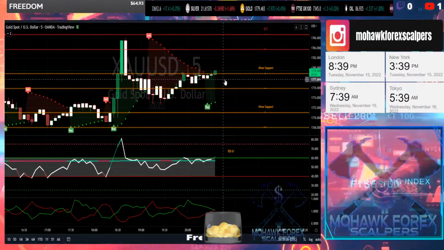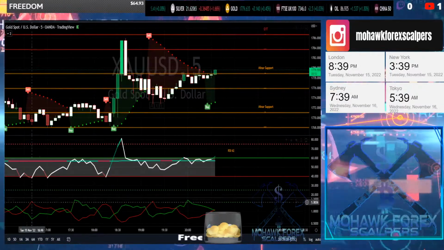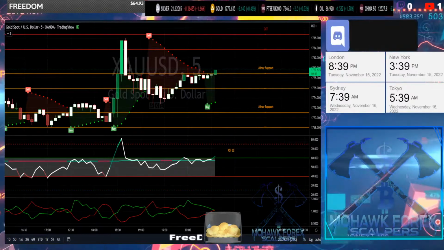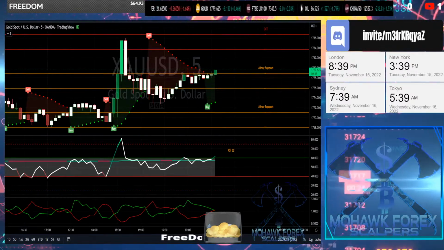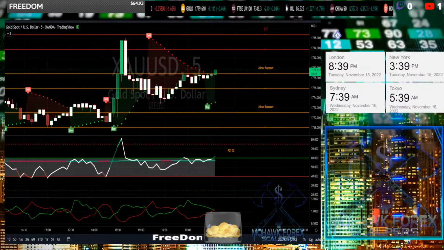Pushing up, here's the brake. Is this going to push up? So we can see it's a nice little push.